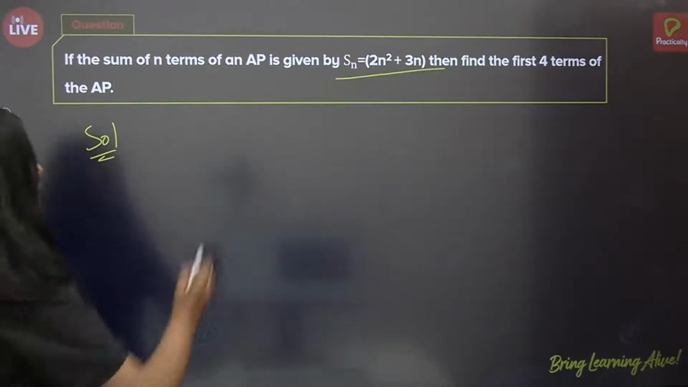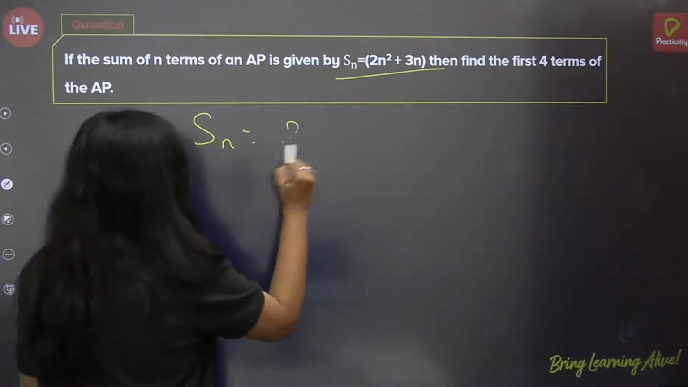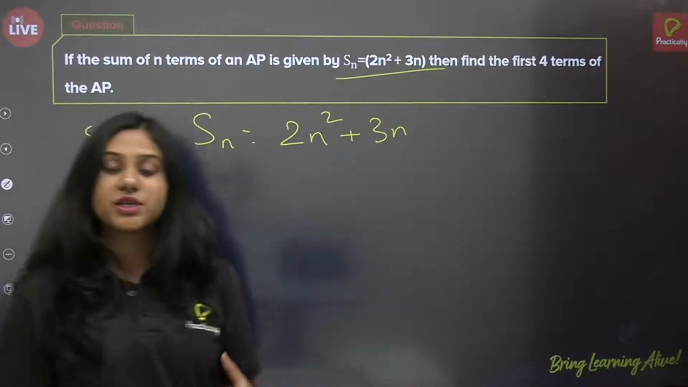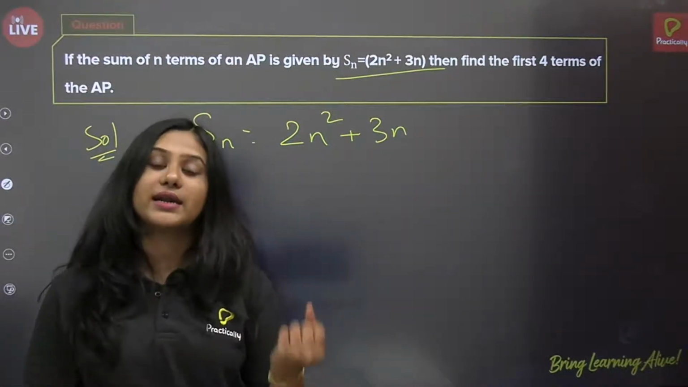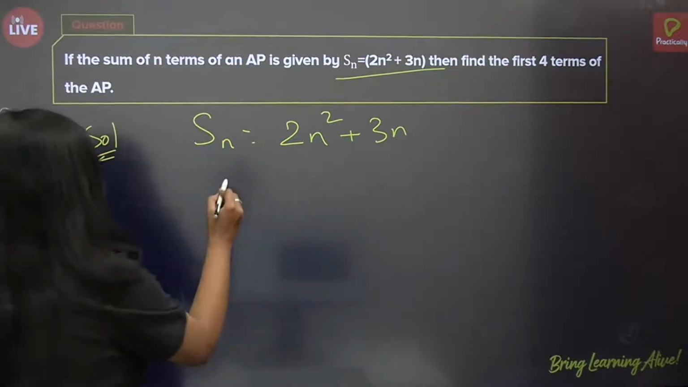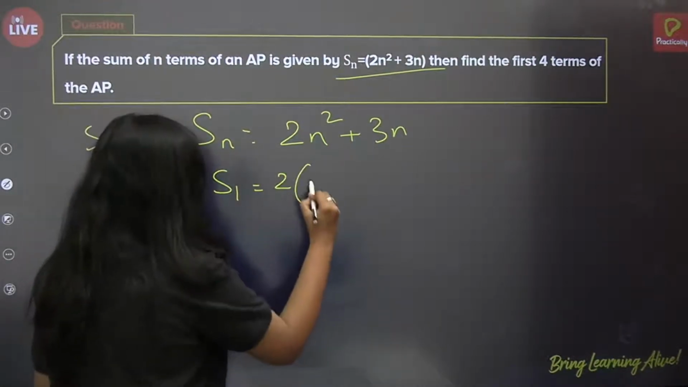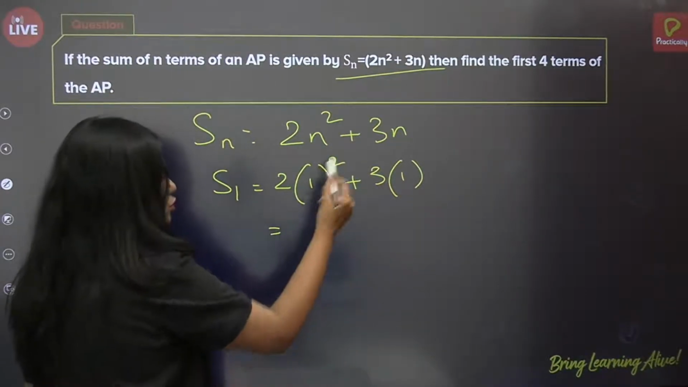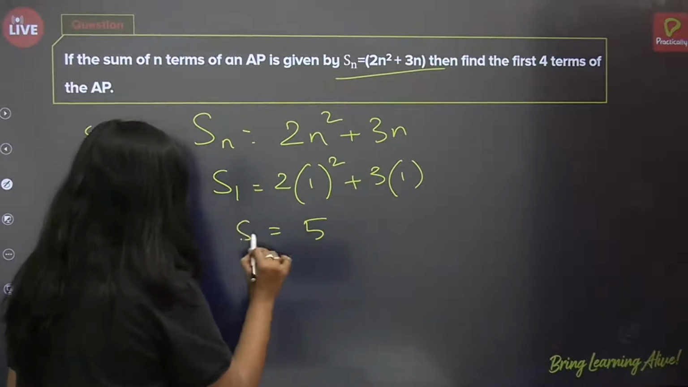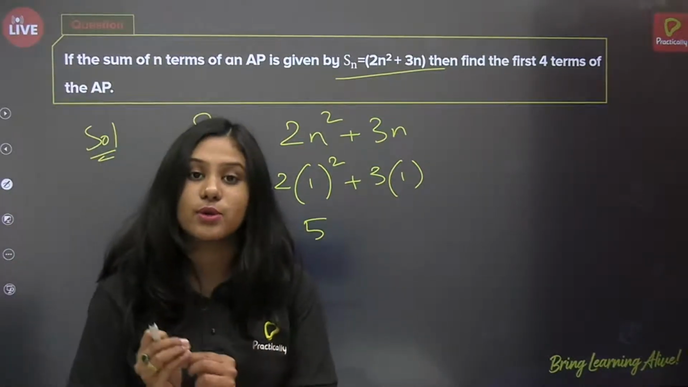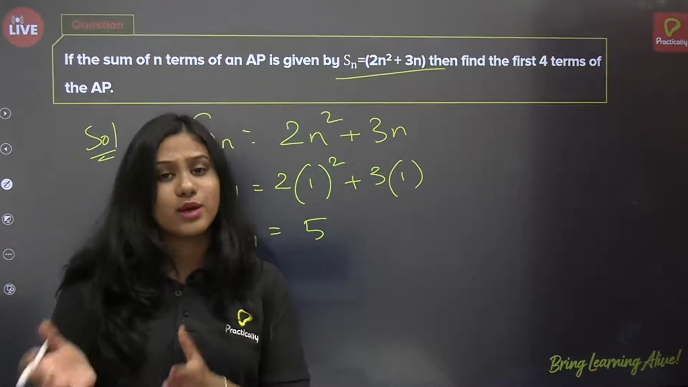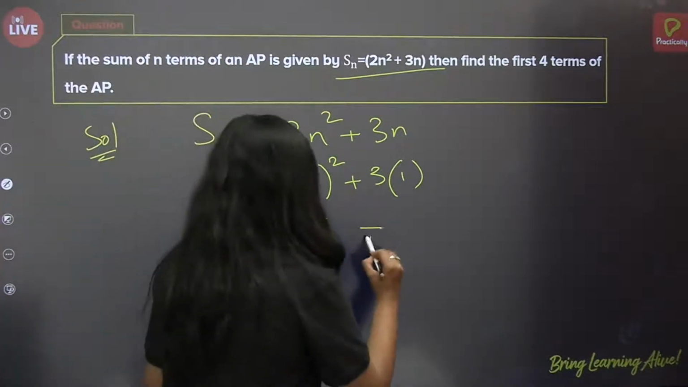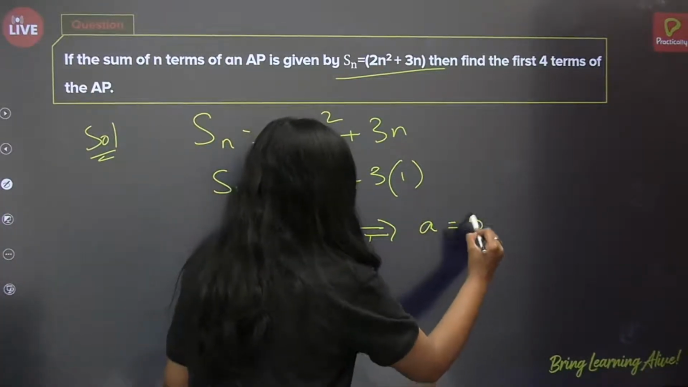So what is given? Sn is equal to 2n square plus 3n. Now, let us substitute the value of n to be 1 so that we can get S1. S1 equals 2 of 1 square plus 3 of 1. So, 2 into 1 square is 2, plus 3, 5. So, here S1 equals 5. Does it also mean A1 equals 5, that is the first term equals 5? Of course, yes, right? This implies A is equal to 5. That is the first term.